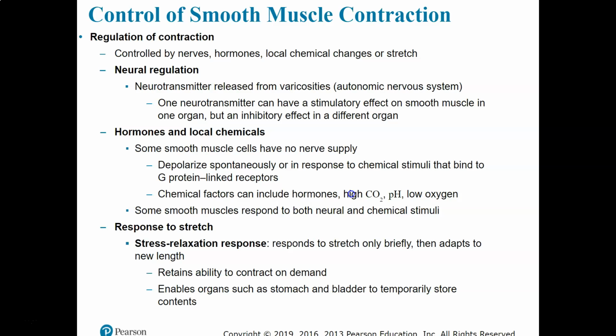They can also respond to stretch. However, they tend to adapt to the amount of stretch relatively quickly. So they'll respond to stretch and then adapt to the new length, which allows it to adapt when the hollow organ that it encloses changes size. For example, the stomach or the bladder, sometimes they are full, sometimes they are empty. We want the muscle cells to respond in similar ways, even if it's full or empty.